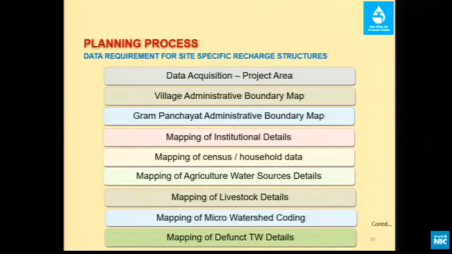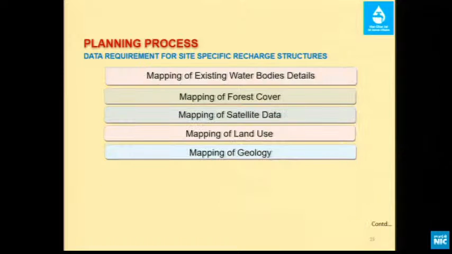Here I have taken the village Gram Panchayat data, village level mapping of institutions, what already was suggested, mapping of the census data also, agriculture detail, mapping of livestock, etc. So immediately all this data has been covered, what is the forest cover, etc. And ultimately land use pattern has been derived from the satellite data.